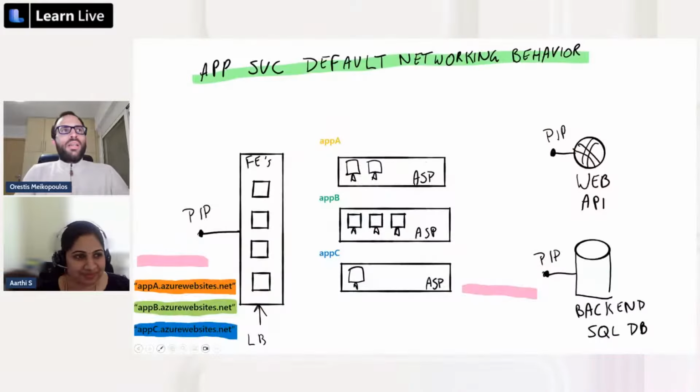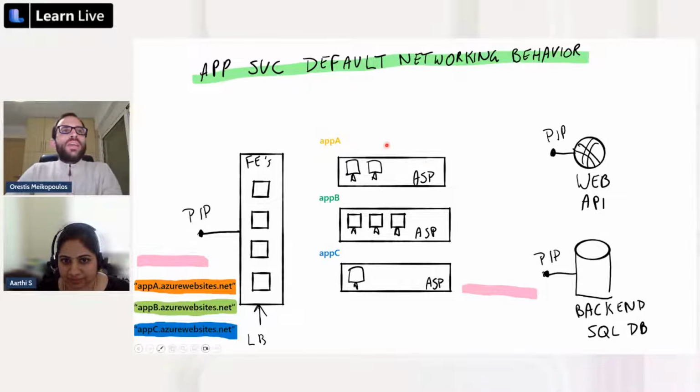Thank you. And let's start discussing App Service default networking behavior. First of all, Azure App Service is a distributed system. So the roles that handle incoming HTTP or HTTPS requests are called front ends, and these are the front ends here. Now, the roles that host the customer workload are called workers, and these are the workers here.